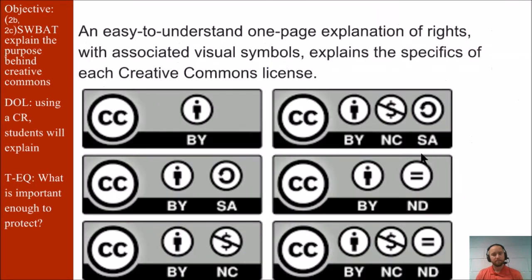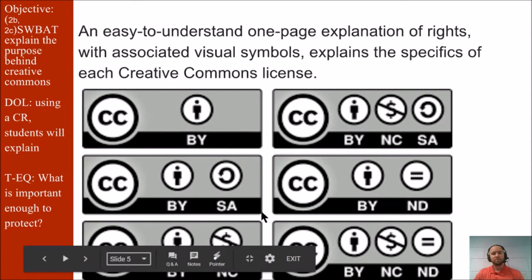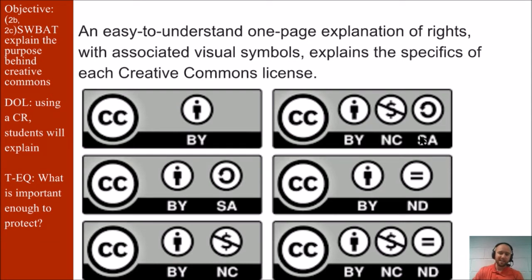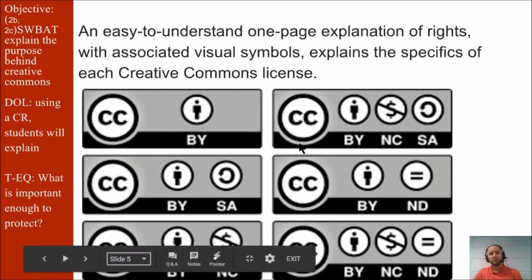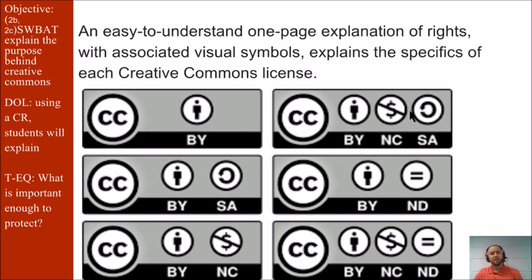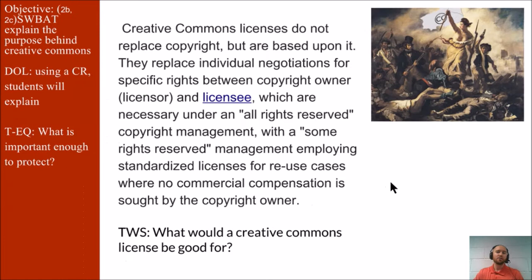So here's an easy to understand one-page explanation of rights with associated visual symbols. They explain the specifics of each Creative Commons license. So just on this slide, there's CC standing for Creative Commons, and then this one is BY, then there's SA. You can have BY and NC together. You can have over here BY, NC, and SA together. So there's quite a few symbols that you can mix and match to determine which type of Creative Commons license you want people to follow.